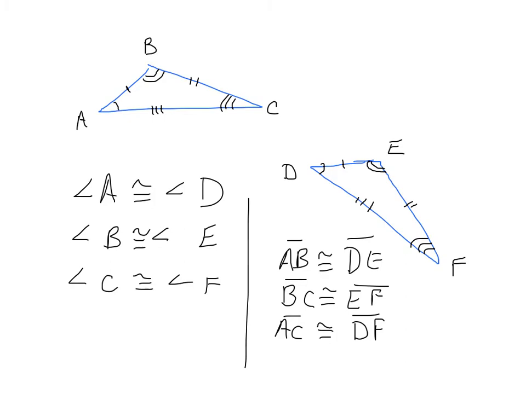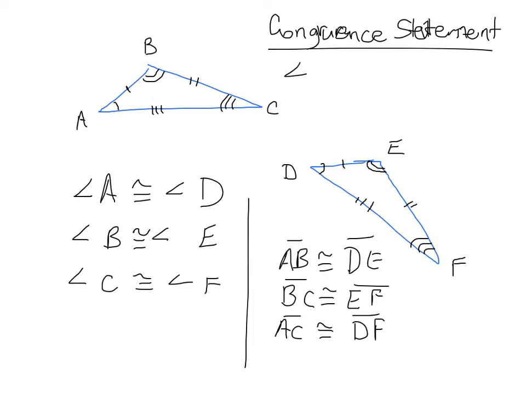All right, so it looks like we have three pairs of corresponding congruent angles and three pairs of corresponding congruent sides, which means our triangles are in fact congruent. So from that, we can actually make a statement called our congruence statement. And our congruence statement looks like this. Our congruence statement says that triangle ABC is congruent to triangle DEF.